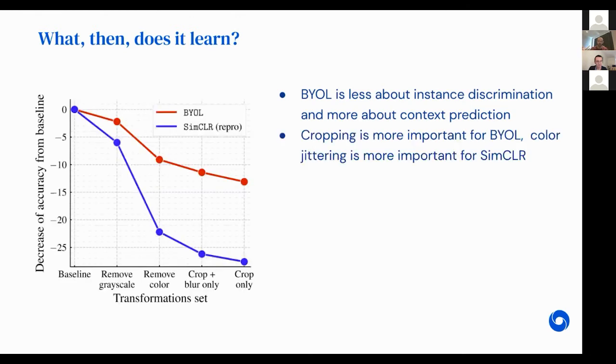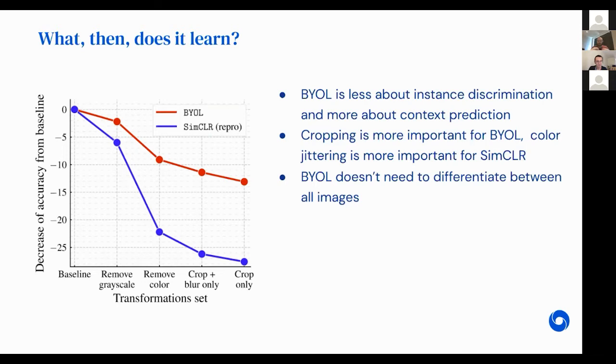One thing that we can look at is the importance of different data augmentations. And you can see that cropping is more important for BIAL, whereas color jittering is more important for Sinclair. If you remove those color augmentations, BIAL is performing much better than Sinclair. So why might that be?